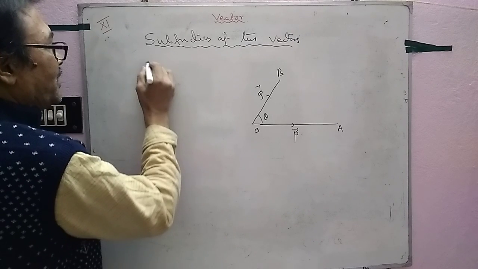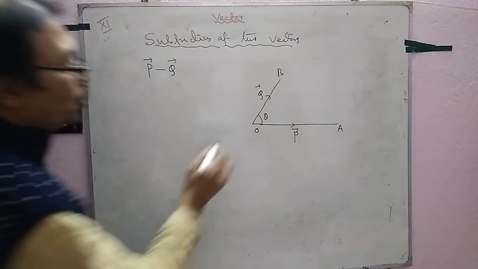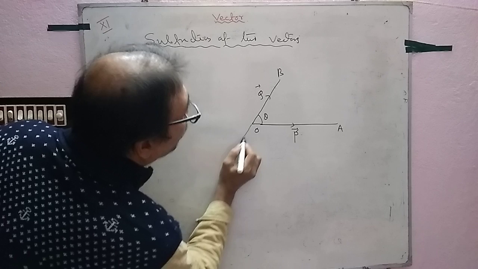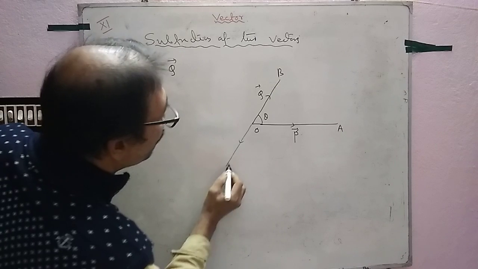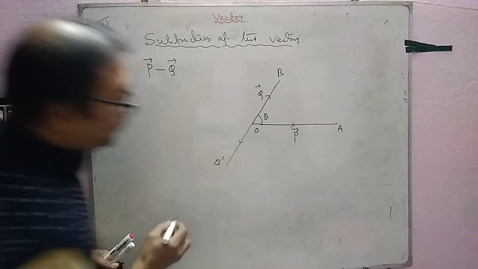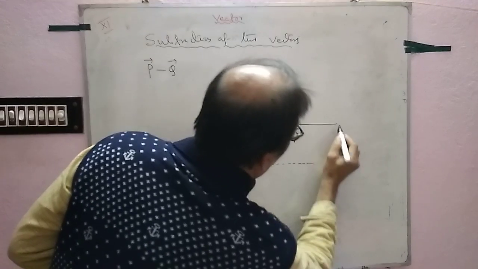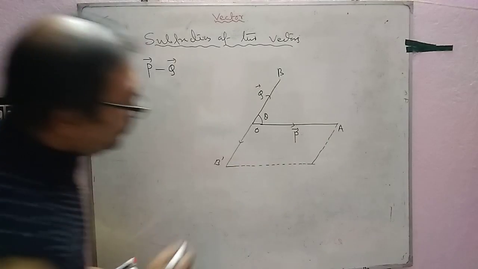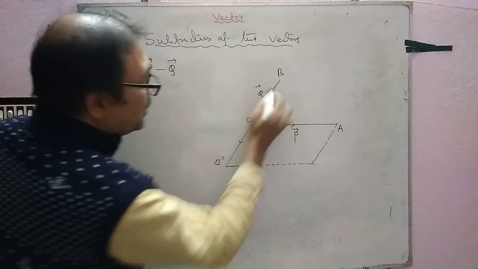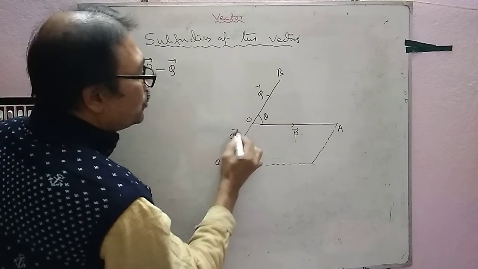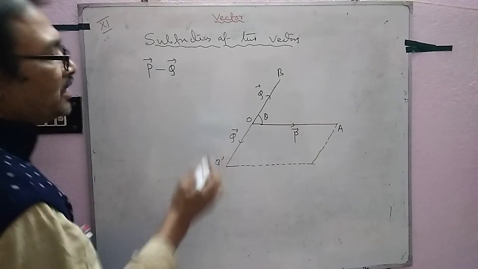আমাদেরকে P vector থেকে কোন ভেক্টরকে সাবট্রাক্ট করতে হবে? P minus Q we have to find out. So we have to draw equal and opposite of Q. Follow? This is equal and opposite of Q. OB equal to OB dash, suppose. Now draw a parallelogram taking OA and OB dash. So this is Q, this is Q. The magnitudes of OB and OB dash are equal but opposite in direction.